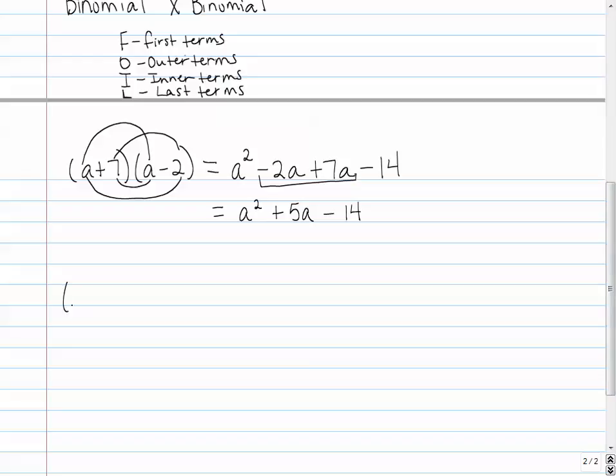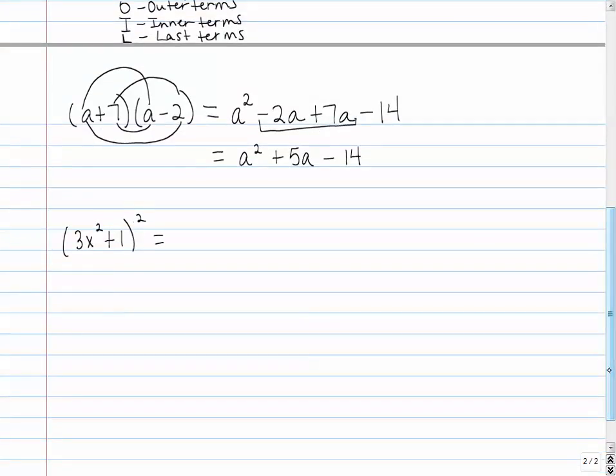Okay. The next one, we have 3x squared plus 1, in parentheses, squared. Now since it's squared, that means the same thing as 3x squared plus 1 times itself. Anytime you square something, that means you're multiplying it times itself. And that's an important step. Make sure you realize that.